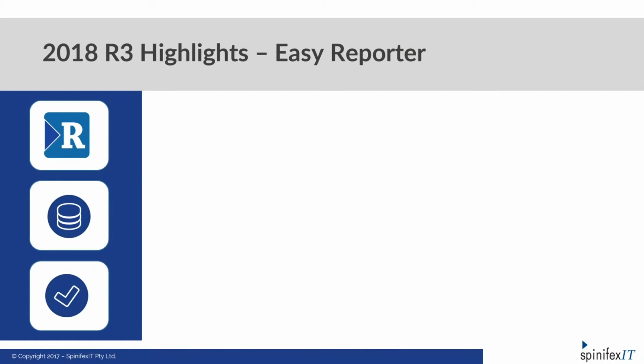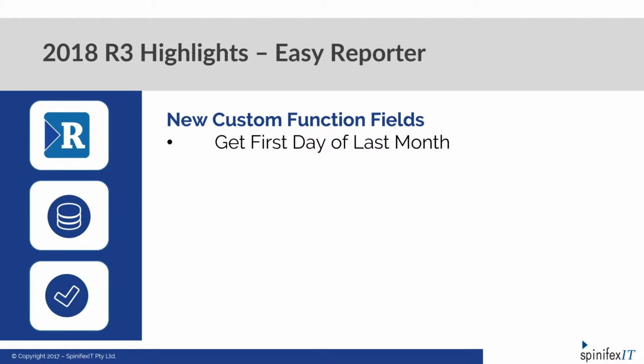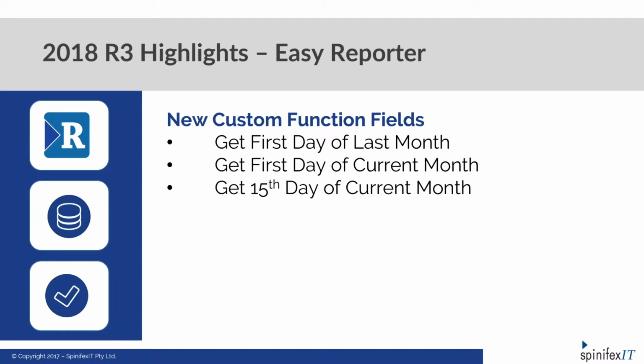Working somewhat similar to conversion fields, we also have what we call custom function fields, which are found as well on tab 2. I will show you here in just a moment where you can access and what those results will look like using the 3 new custom function fields we are delivering. Get first day of last month, get first day of current month, and get 15th day of current month.